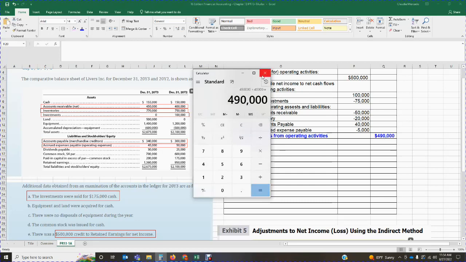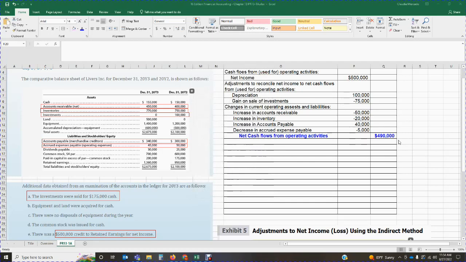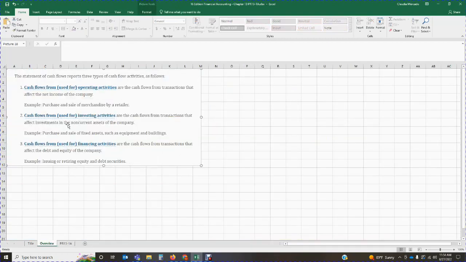Yes, it does. Okay, so we've got this correct. So now we can move on to our next section. My next section is cash flows from or used for investing activities. Now let's go back and look at investing activities.